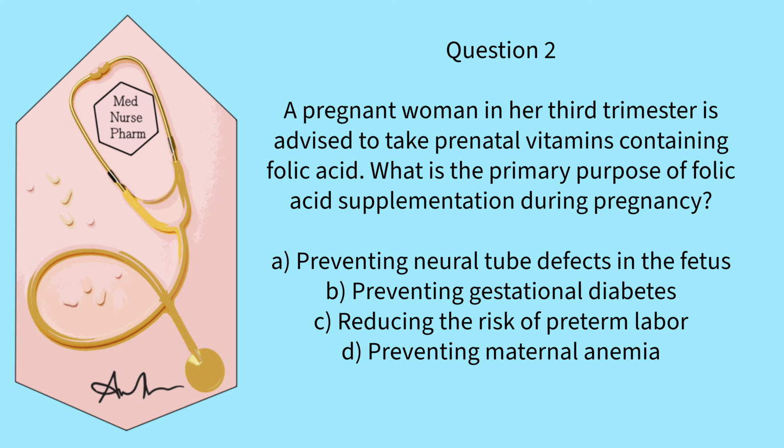Question 2. A pregnant woman in her third trimester is advised to take prenatal vitamins containing folic acid. What is the primary purpose of folic acid supplementation during pregnancy? Preventing neural tube defects in the fetus, preventing gestational diabetes, reducing the risk of preterm labor, preventing maternal anemia. Pause the video and select your answer.